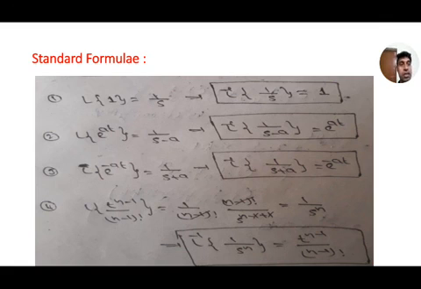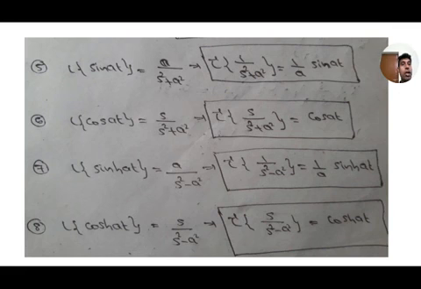First one, I will recall the formulas. L inverse of 1 by s equals 1. L inverse of 1 by s minus a is e to the power of at. L inverse of 1 by s plus a equals e to the power of minus at. L inverse of 1 by s to the power of n equals t to the power of n minus 1 by n minus 1 factorial.